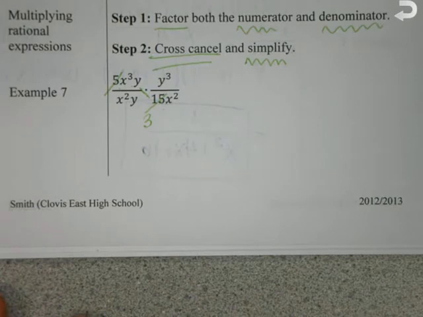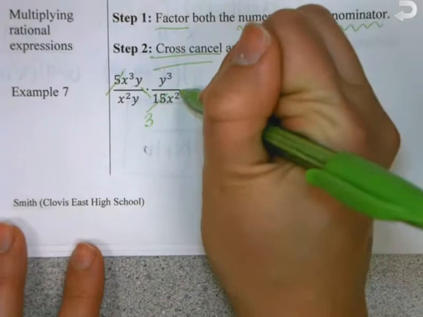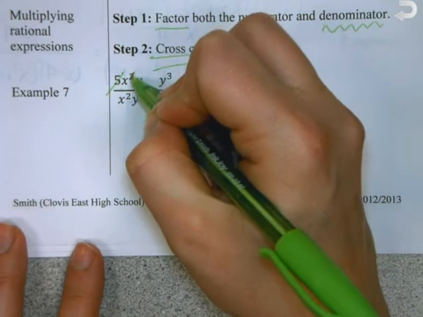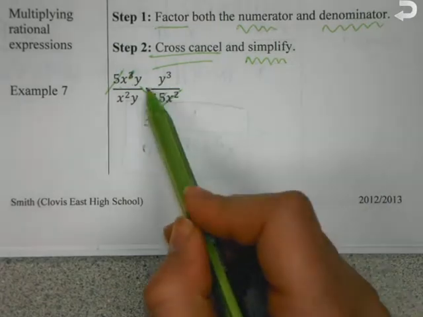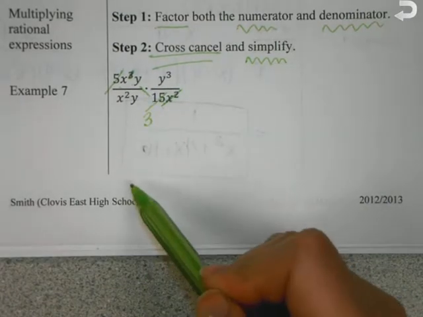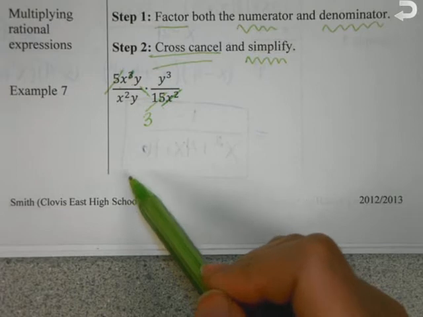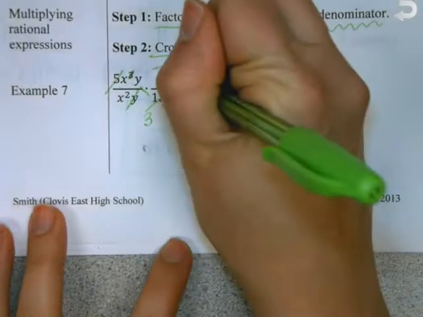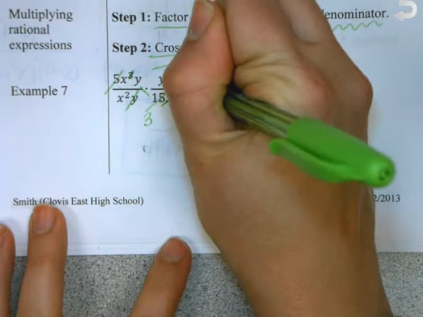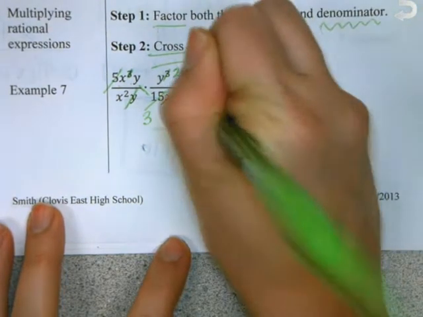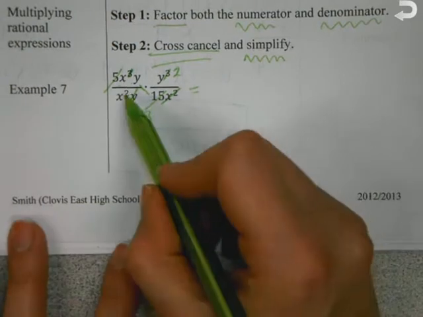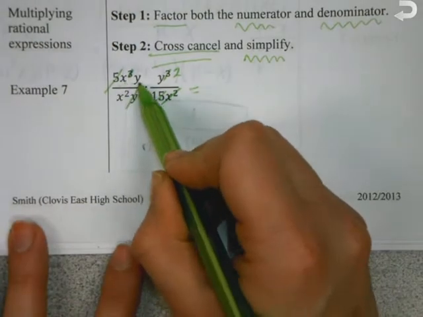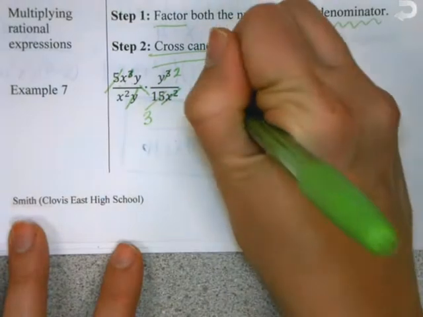What about in the other way across? What do you guys see that cancels there? A y, and that becomes y to the second. So what we're going to do is multiply what's left over. So I have y times y to the second. So that's going to give me x, y to the third, all over x squared times 3. So that's 3x squared.